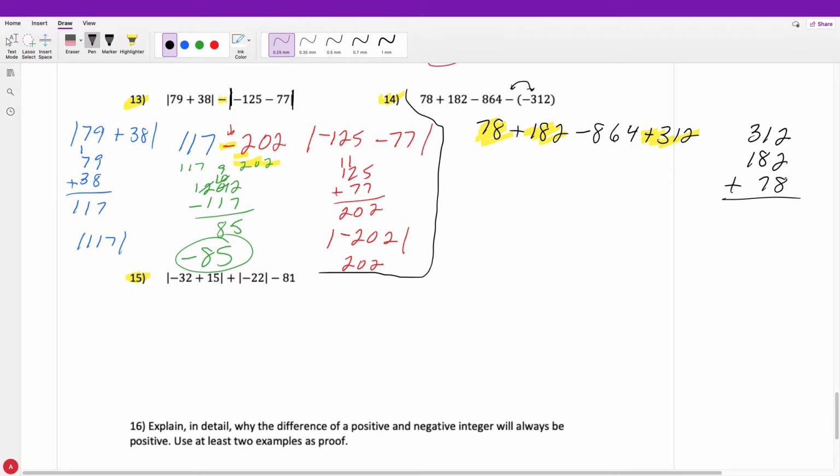Well, 2 plus 2 is 4, plus 8 is 12, so I'll carry the 1. 1 plus 1 is 2, plus 8 is 10, plus 7 is 17, carry the 1. And 3 plus 2 gives me 5. So now this is the same thing as 572 minus 864.